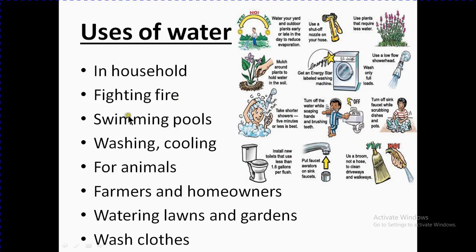In the household: fighting fire, swimming pools, washing, cooling, for animals, farmers and homeowners, watering lawns and gardens, washing clothes. You can see these different types of uses of water. Everywhere you use water in different ways.